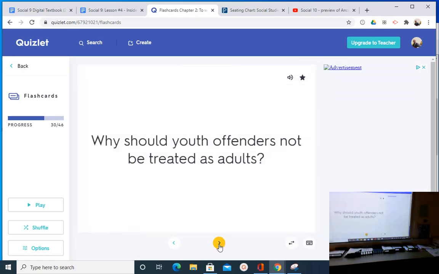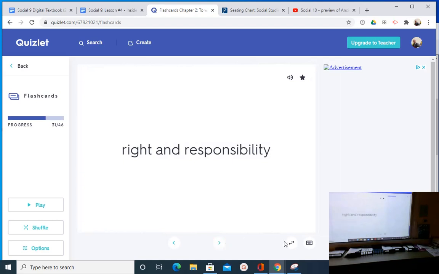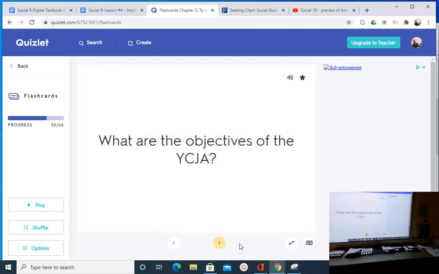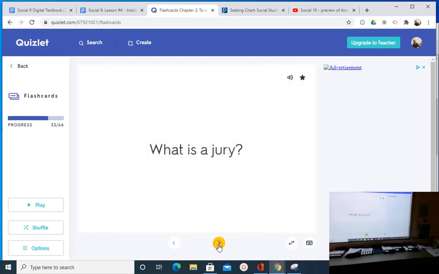Why should young offenders not be treated as adults? It might be a question that you're asking yourself during this unit. They do not understand their actions. So a 12-year-old may not be tried as an adult because maybe a 12-year-old didn't understand the consequences of their actions. Rights and responsibility. Why do we have to know about the YCJA? What are the objectives of the YCJA? So we saw that yesterday. So that's reviewed there as well.